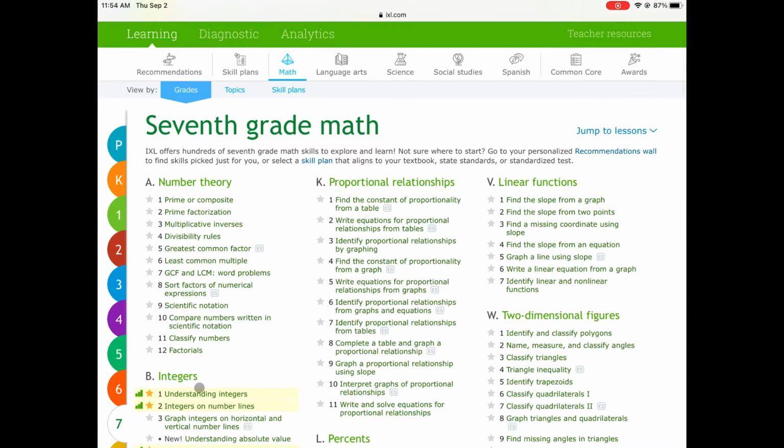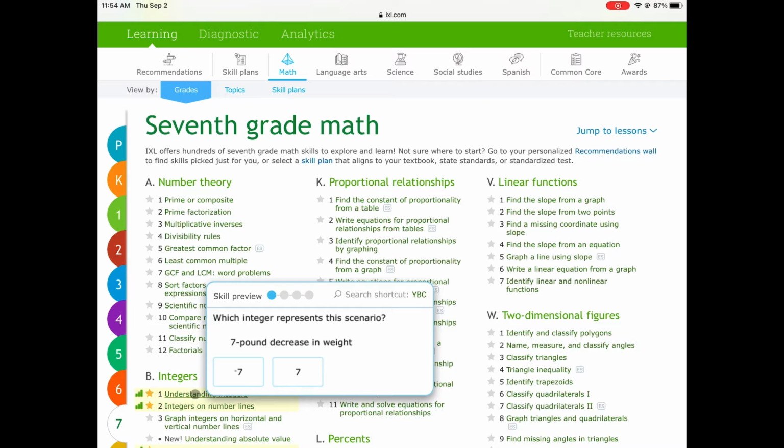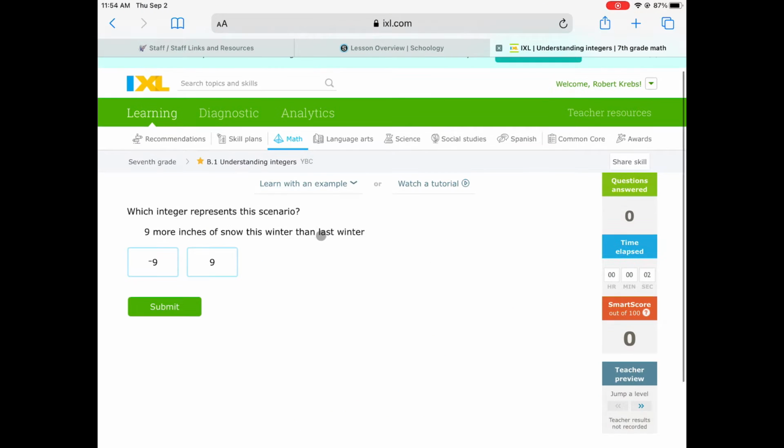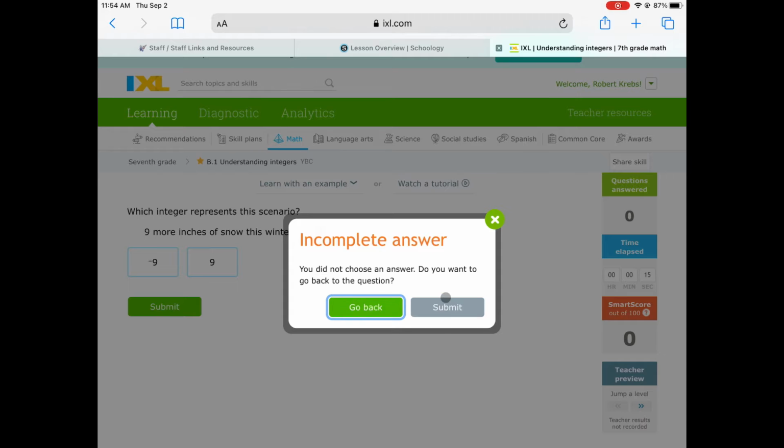We hop over to IXL here. We were working on B1, understanding integers. It's pretty straightforward stuff where you're just turning math words into math numbers and letters. We're looking at this example of 9 more inches of snow compared to last year. Well, that's going to be a gain of 9. That's going to be a positive number.